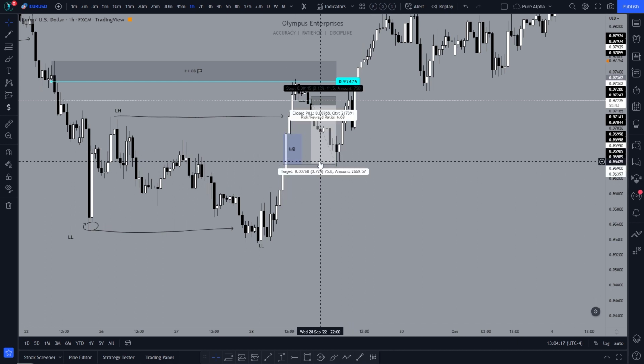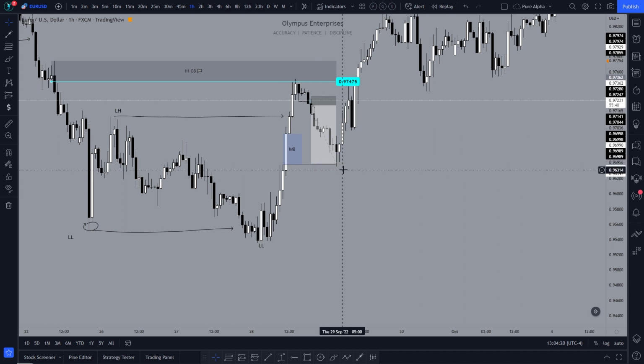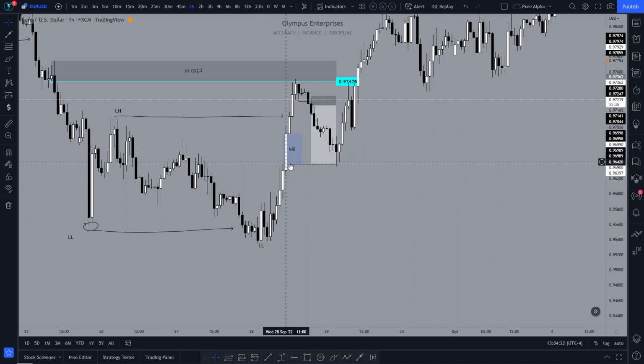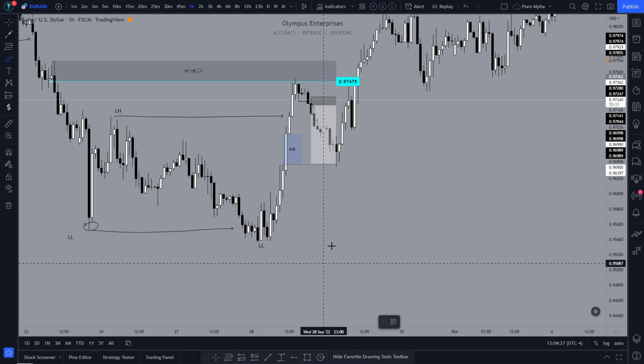And this was not a partial, by the way. All positions were removed, 100%. This was a hard TP. So I felt comfortable targeting this area, and what happened? Price proceeded to go up and break this high again.